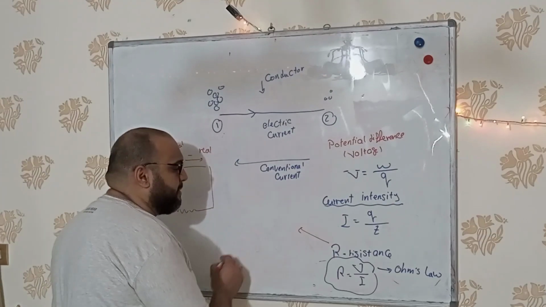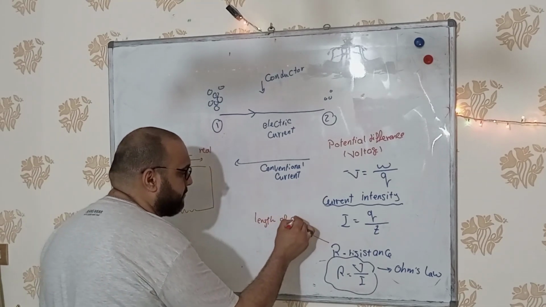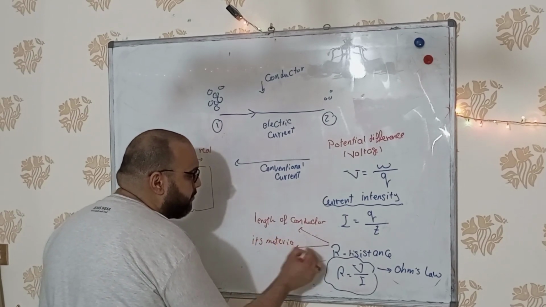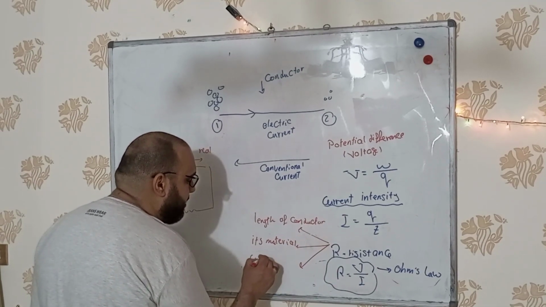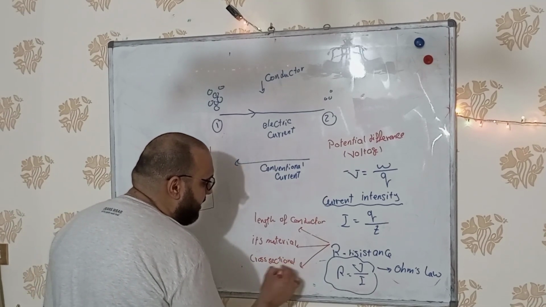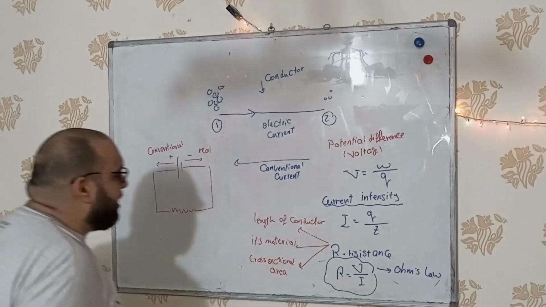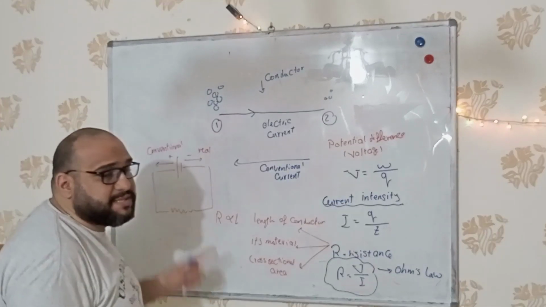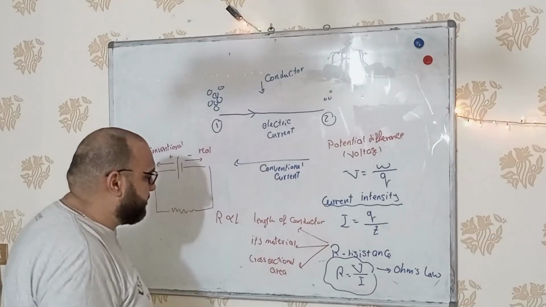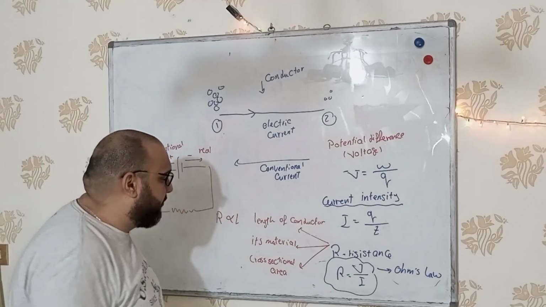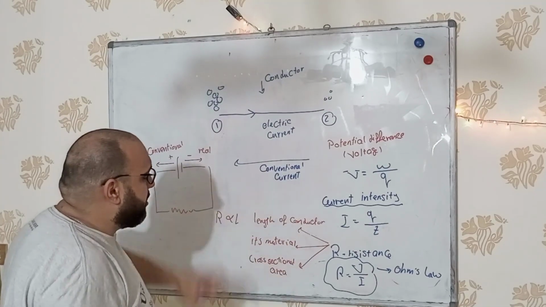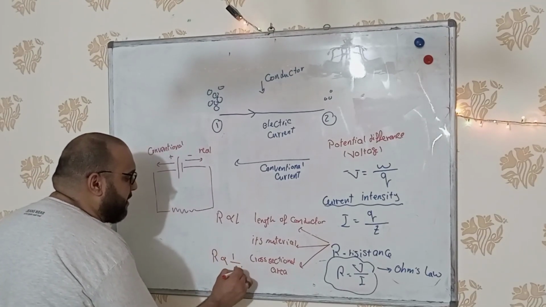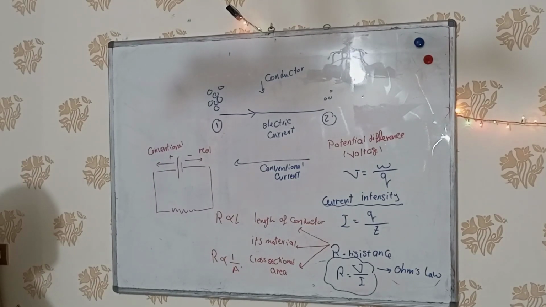The resistance of a conductor depends on the length of the conductor, its material, and also its cross-sectional area. As the length of the conductor increases, the resistance increases. So the relation between them is directly proportional. As the cross-sectional area, the diameter of the conductor, increases, the resistance decreases, so the relation between them is inversely proportional.